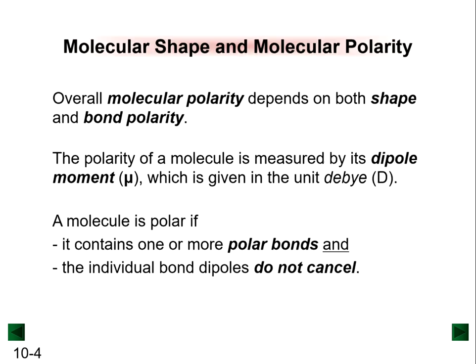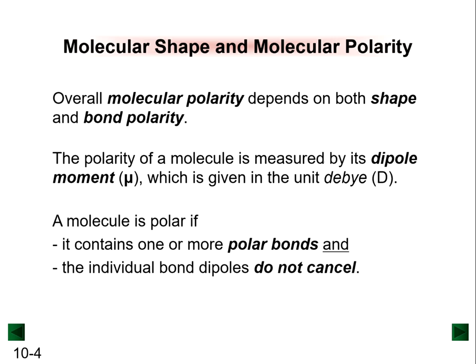Molecular shape is tied very closely to molecular polarity. Overall, the molecular polarity depends both on the shape of the molecule and the individual bond polarities. And the bond polarities, as we talked about in the last chapter, are derived from differences in electronegativities. The polarity of a molecule is measured by what is called its dipole moment, which is given the Greek letter mu. That's the dipole moment, and is typically in the units of debye.